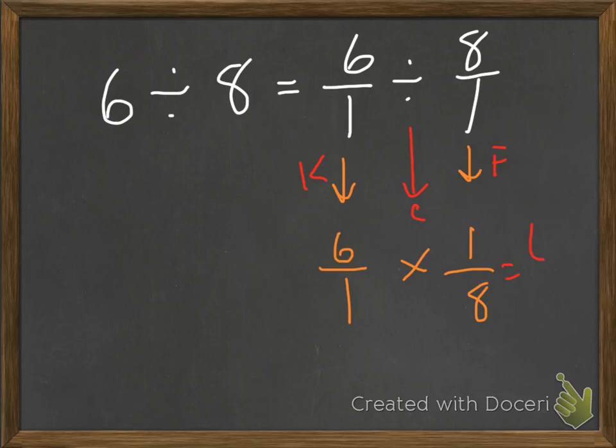6 times 1 is 6. 1 times 8 is 8. And then we have to reduce 6/8. Divided by 2, we're going to get 3/4. So 6 divided by 8, put both numbers over a 1, and go ahead and do the keep, flip, change, multiply, and then reduce.